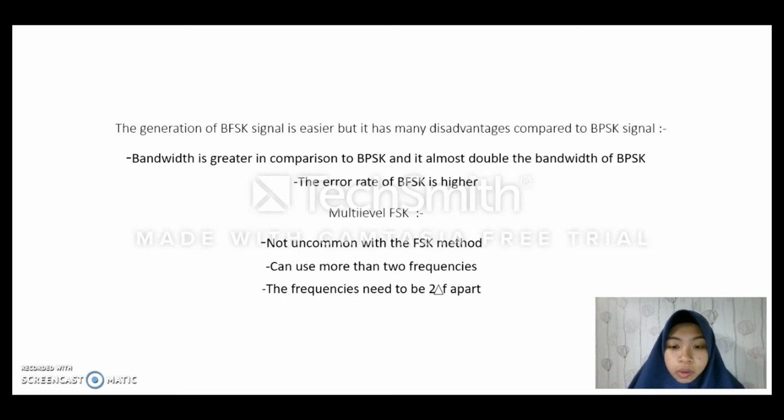Frequency shift keying also has multi-level FSK. Multi-level FSK is not uncommon with the FSK method. It can use more than two frequencies. The frequencies need to be 2 delta apart. For example, we can use 4 different frequencies to send 2 bits at a time.